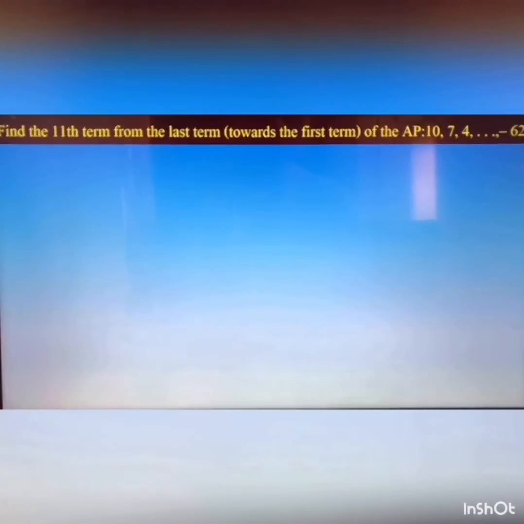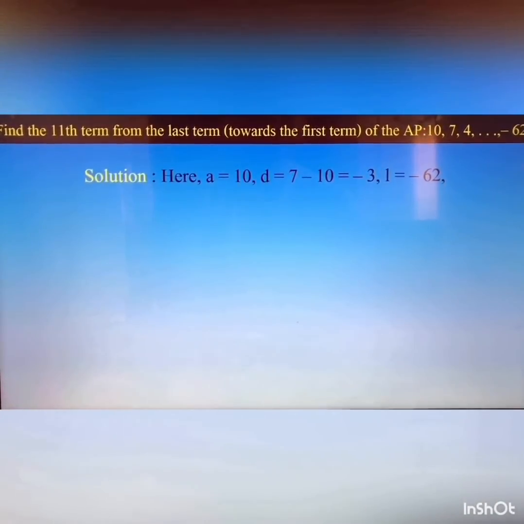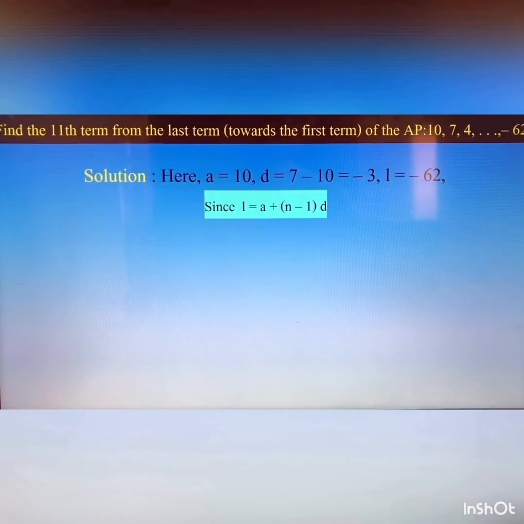Find the 11th term from the last, towards the first term, of the AP. The AP is given as 10, 7, 4 and so on up to minus 62. First of all, we will find how many terms this AP contains. Here a equal to 10, that is the first term, and d means common difference, any term minus the just previous term of that AP. So 7 minus 10 gives minus 3. And the last term, that is l, is given as minus 62. We know that if the last term is given, then l equal to a plus (n minus 1) into d. So this is the formula if the last term is given.